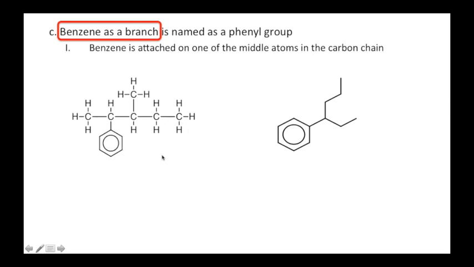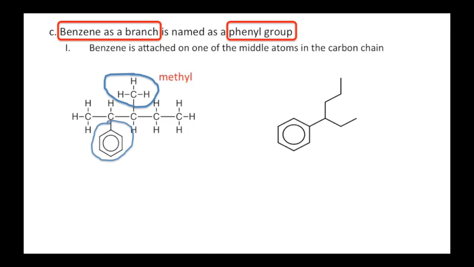Anyway, now when benzene is a branch, we don't name it benzene, we name it phenyl. So watch this. That's a branch. That's a branch. That's named methyl. This one should be named benzene, but it's named phenyl. And now we can number this. We're going to go with lowest possible numbers again. So we're going to go 1, 2, 3, 4, 5. But still name it alphabetically. 3-methyl-2-phenylpentane.